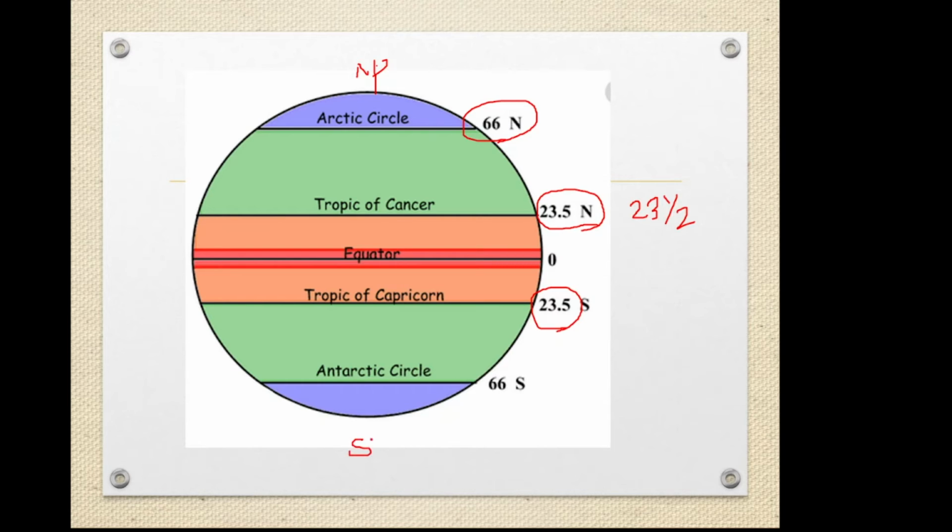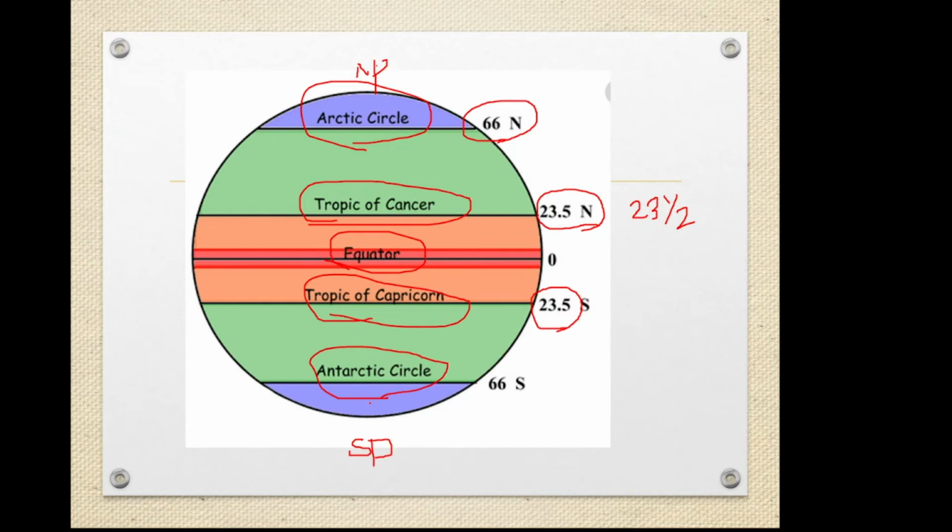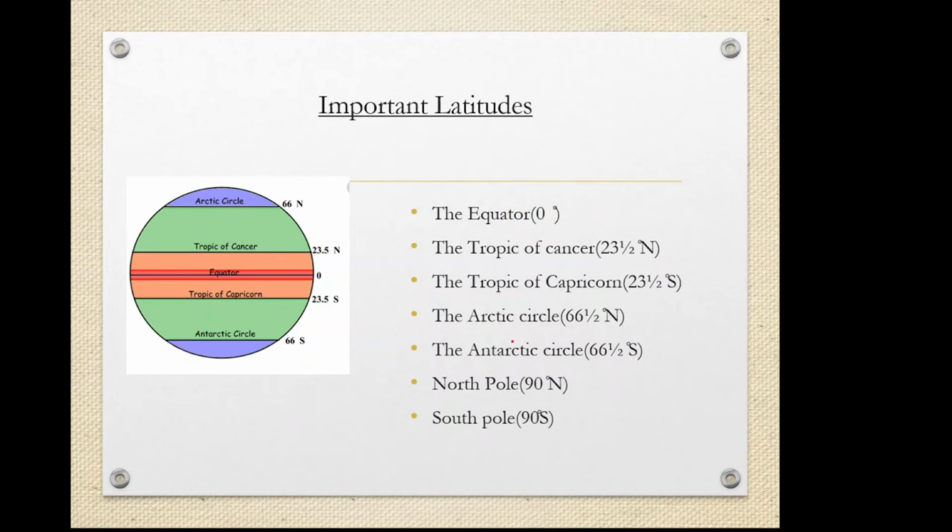Now which are the important latitudes here? First one Equator, the next one Tropic of Cancer, then Arctic Circle, then Tropic of Capricorn, and then the Antarctic Circle. From here you can take a screenshot for studying later. All the latitude values are here. No need to get confused with these particular values. 0.5 means half degree only.